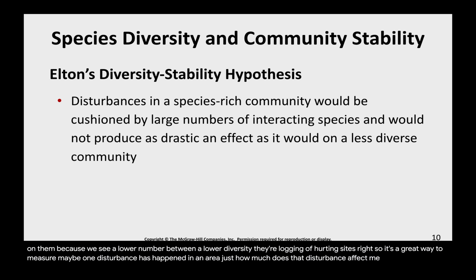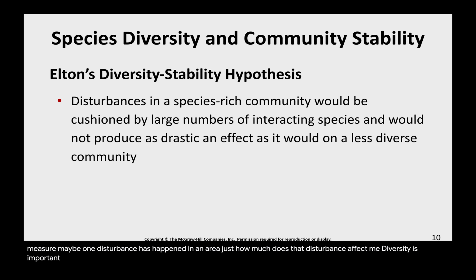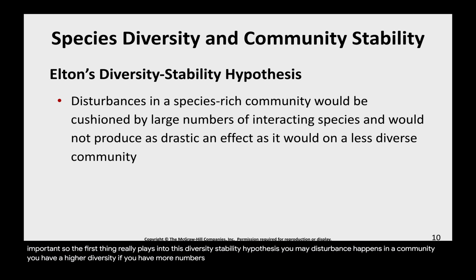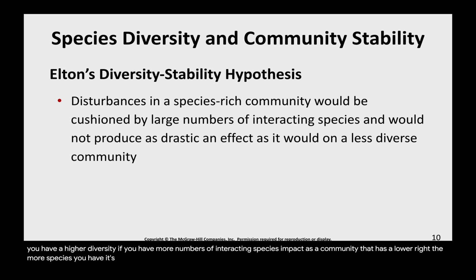Diversity is important. Diversity really plays into this diversity-stability hypothesis. If a disturbance happens in a community, if you have a higher diversity, if you have more numbers of interacting species, that disturbance is not going to have as much of an impact as in a community that has a lower diversity. So the more species you have, basically the more cushioning you have.